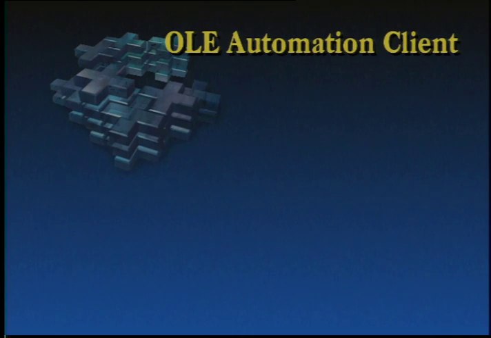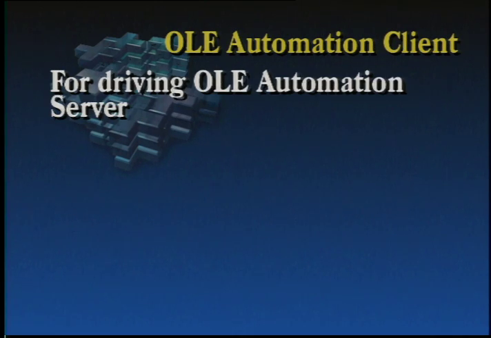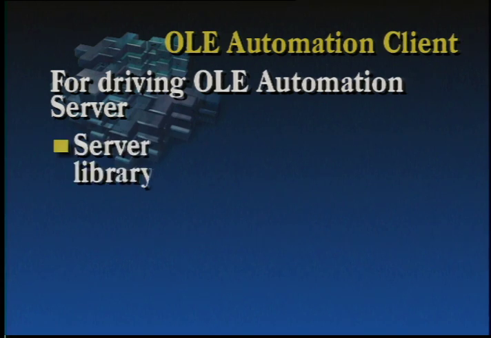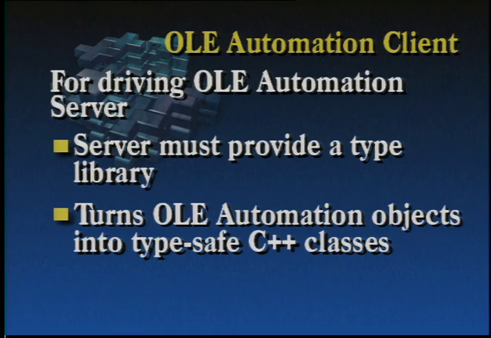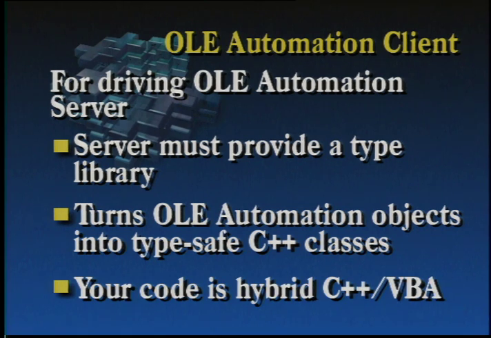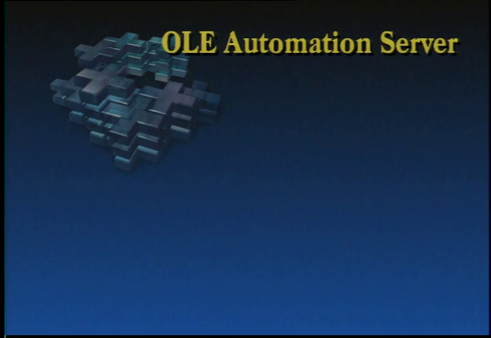So for example, for OLE automation clients, those applications who want to drive OLE objects through a scripting language, you can use C++ as your scripting language. You can write applications in C++ that drive other OLE automation capable objects. We do that by providing type-safe C++ classes to talk to those objects. You end up writing a hybrid C++ VBA application that lets you drive applications, let's say Microsoft Excel, from type-safe C++. Of course, we make it possible to build those OLE automation servers.